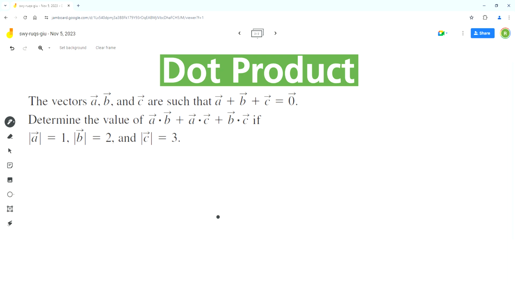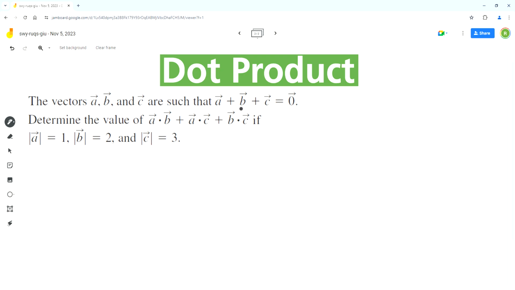So in this video, we'll solve this problem using the concepts of dot product. As per the problem, the vectors a, b and c are such that a plus b plus c is equal to 0 vector. Determine the value of a dot b plus a dot c plus b dot c if the magnitude of A is equal to 1, magnitude of B is equal to 2, and magnitude of C is equal to 3. So let's analyze the information given in the problem.